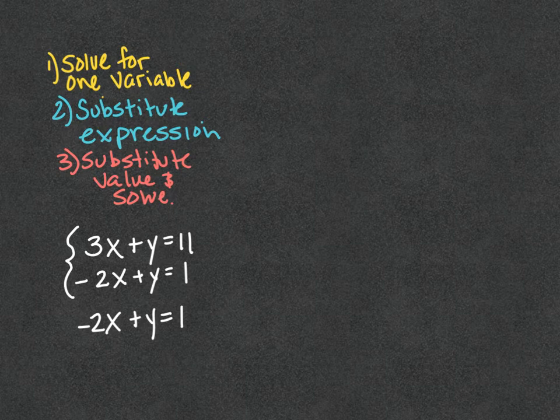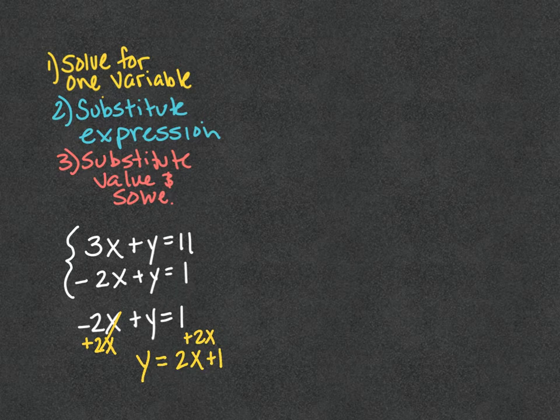So I'm going to do the inverse operation here. Opposite of negative 2x is positive 2x, just sending that whole term over. This leaves me with y equals 2x plus 1. So there's my expression for y. I'm going to take this expression for y and plug it in for y in either of these equations. Probably this one, since I used this one already.